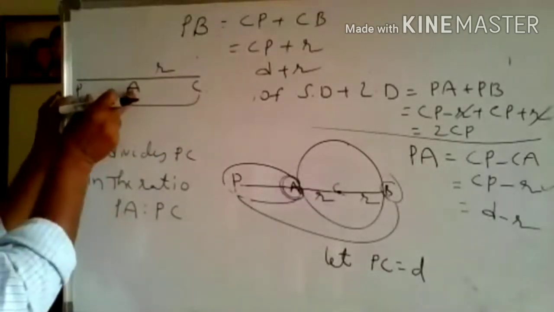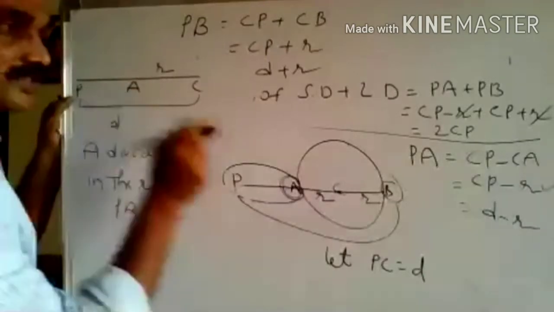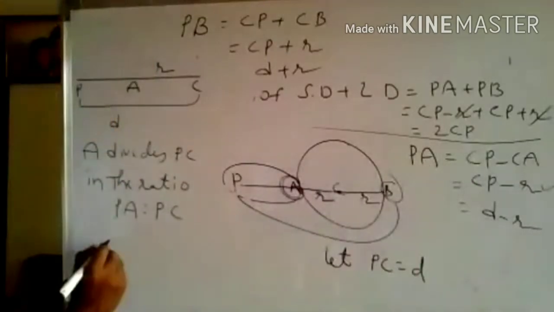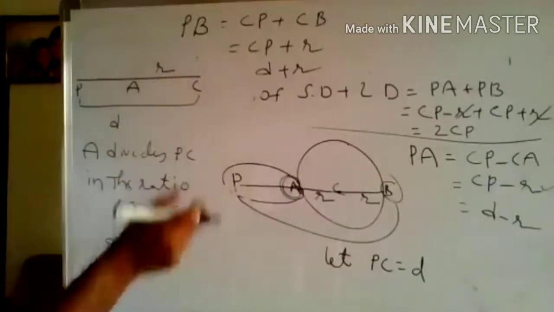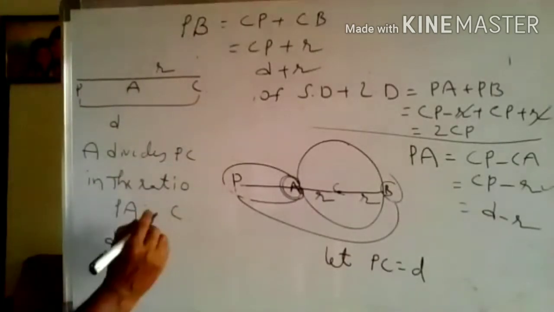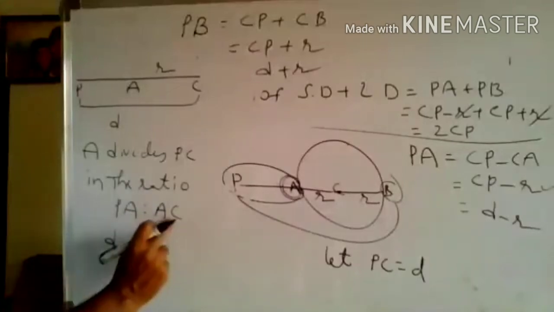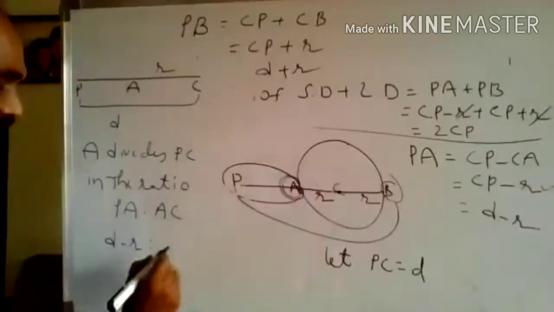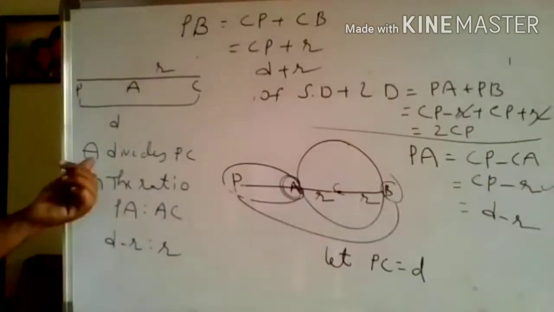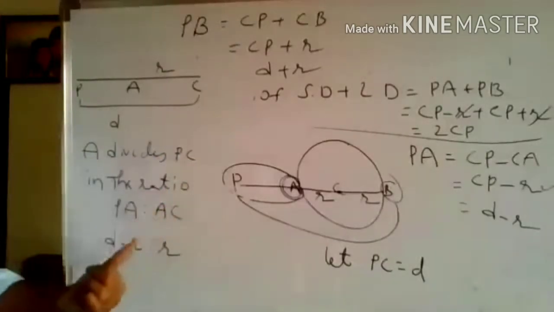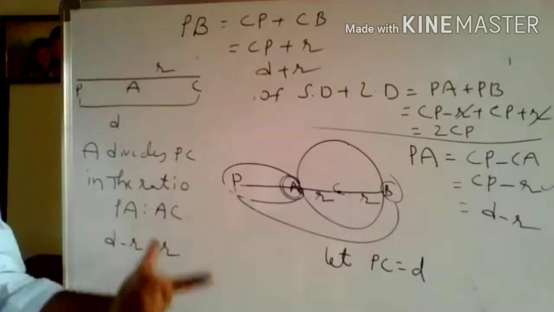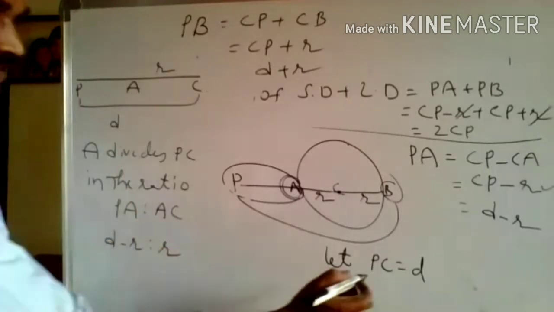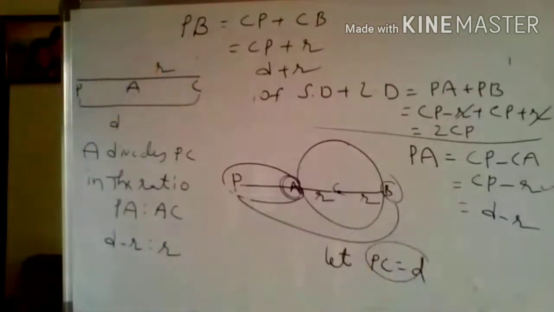PA is the shortest distance, which is equal to D minus R, and AC is equal to the radius. So A divides PC in the ratio D minus R is to R. What is D? D is equal to CP.